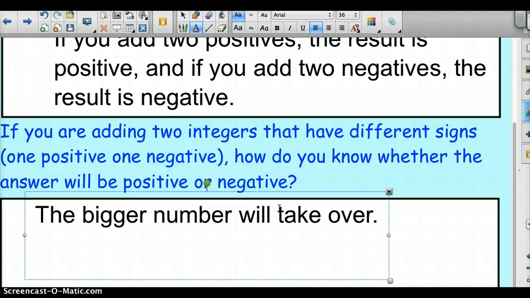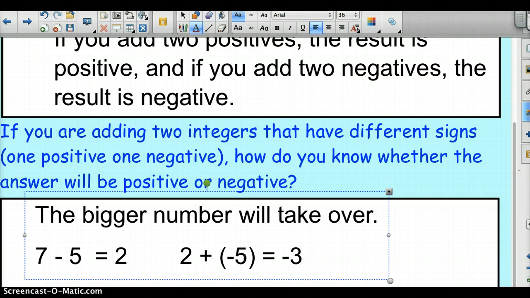Let's give you an example of this. Let's say we had 7 minus 5. Notice how 7 is the bigger number, therefore it takes over. The result here is 2, and it's positive 2 because the 7 was bigger and it was the positive number. Let's take, for example, 2 plus negative 5. In this case, the negative is the bigger number. 5 is bigger than 2, and it's the negative. So the result in this case will be a negative number. In fact, it's negative 3. So that's what I'm talking about. The bigger number takes over. Its sign will take over.